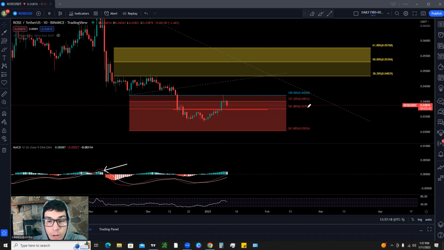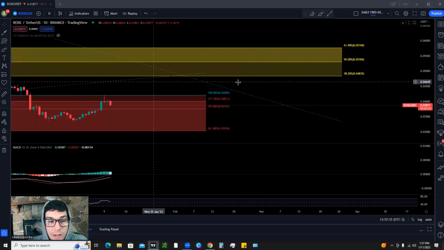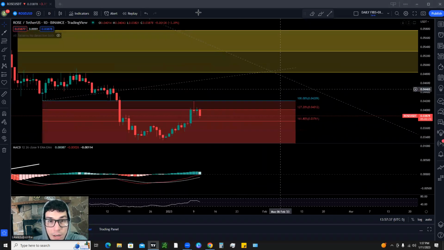We've found support right around here at 0.03761. You can see that flipped to a little bit of resistance. We broke through that, and our previous area of support at 0.04012 is now acting as a valid resistance. If we zoom in, we can see that we've gotten rejected there 4 times. So in today's video, we're going to go over these levels right here.